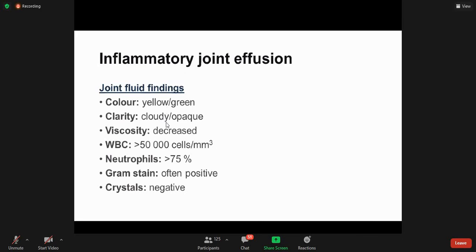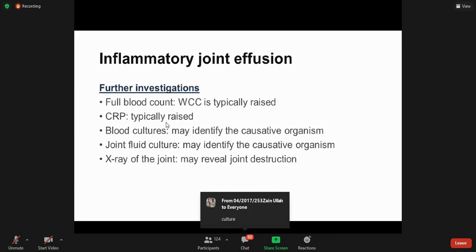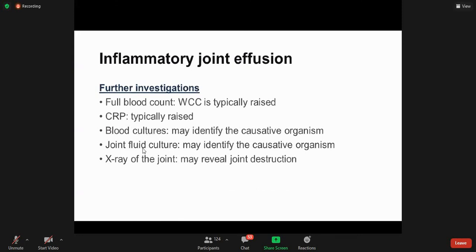Further investigations क्या करोगे septic arthritis में? ये देखो, इसमें भी हम वही full blood count, in which WBC will be typically raised. CRP, C-reactive protein, which will be typically raised. Blood cultures करेंगे, ठीक है. This is an additional test. You will do the culture of the blood as well as the joint fluid culture to identify the causative organism. Why is it important to identify the organism? Because to give appropriate antibiotic, ठीक है. And you will also do the X-ray of the joint.